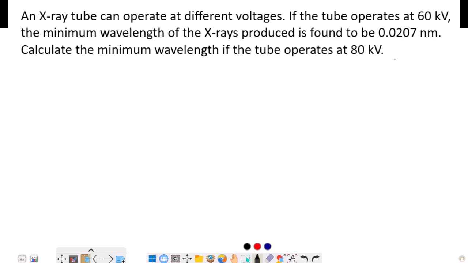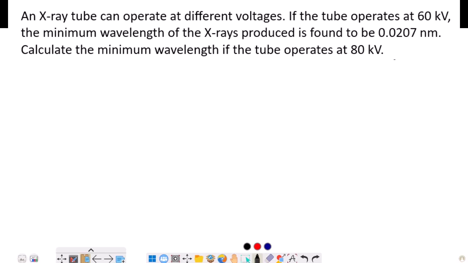Now the next question is: an X-ray tube can operate at different voltages. If the tube operates at 60 kV, the minimum wavelength of the X-rays produced is found to be 0.0207 nanometer. Calculate the minimum wavelength if the tube operates at 80 kV.